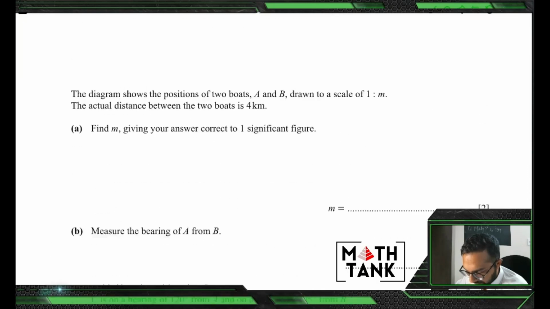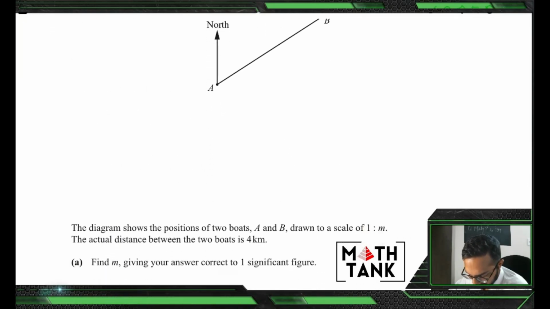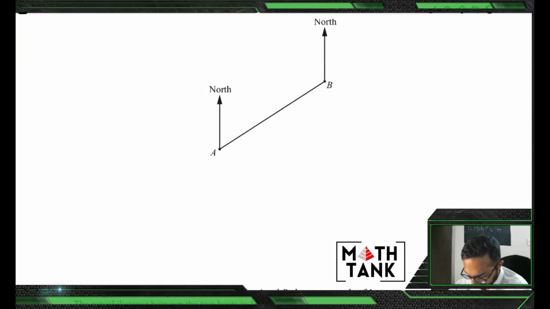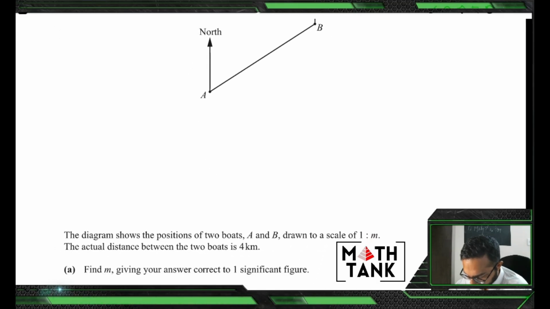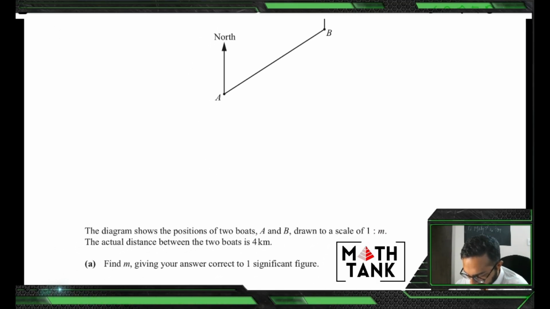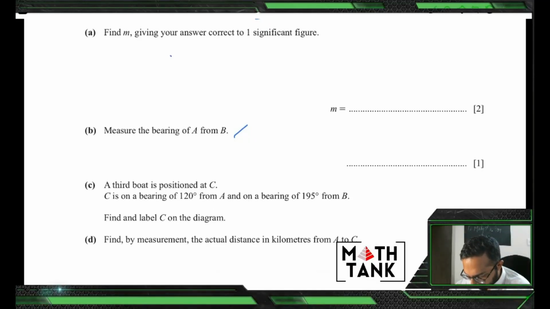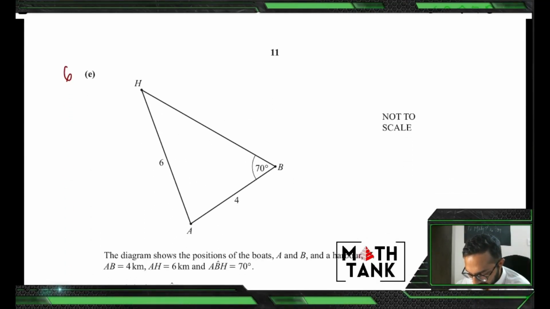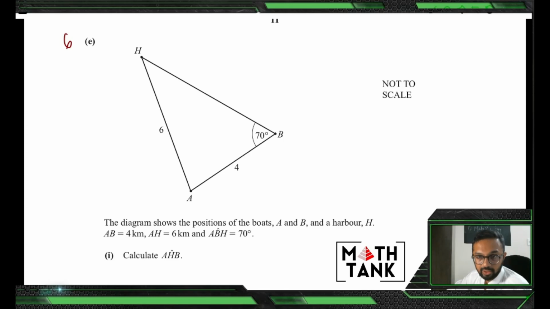This is June 1922. It says the diagram shows the position for two boats A and B drawn to a scale of 1 to m. Okay, the loci. So I can't really go on and do this part of the question, but I think I kept it for the next part of the question. So I'm going to move there. This is the second part of the question. It says the diagram shows the position of the boats A and B and a harbor H.